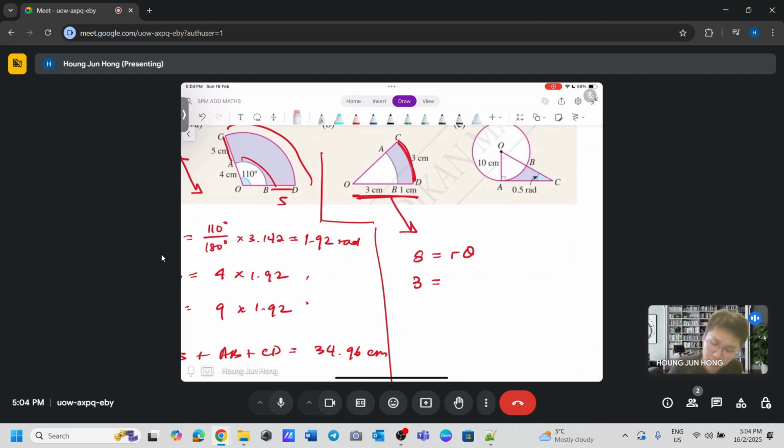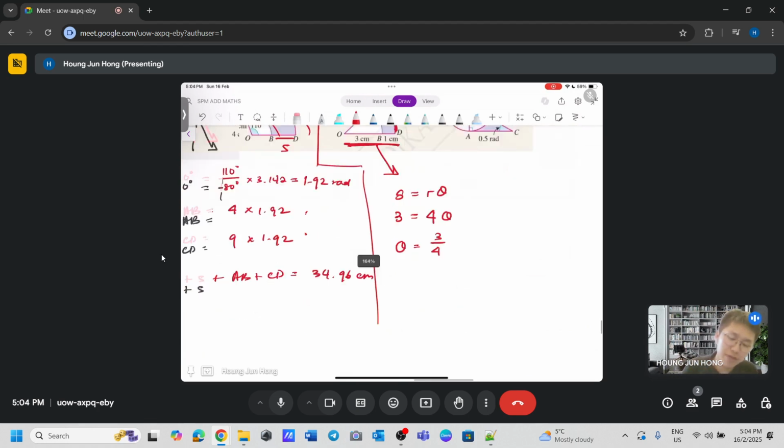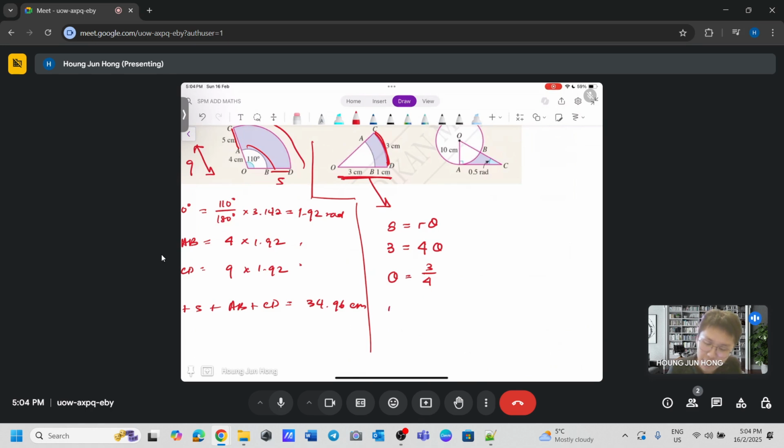You always remember to add up everything. And then theta. So what is theta? Very simple. It's 4 over 3. Again, with that, you can find out AB. AB is going to be 3 times 3 over 4, which is 9 over 4.